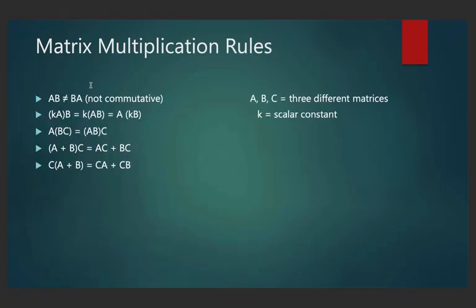There are some matrix multiplication rules. AB is not equal to BA, which is a very important rule which proves that matrix multiplication is not commutative. KA times B equals K times AB equals A times KB, which you have seen as a scalar multiplication rule. Again, A times BC equals AB times C. A plus B times C equals AC plus BC, and C times A plus B equals CA plus CB.